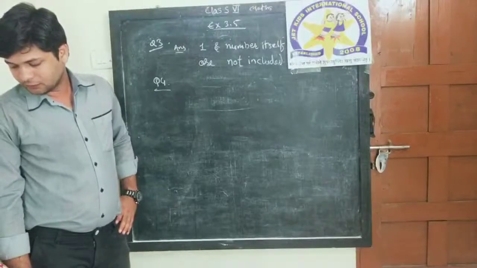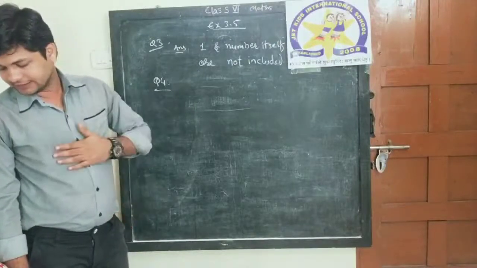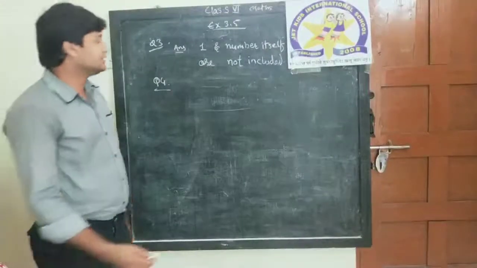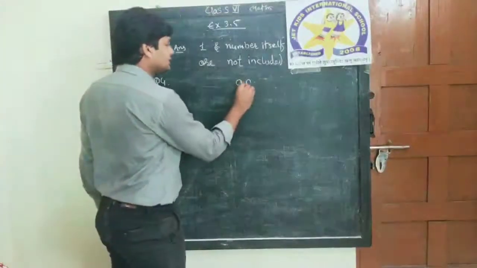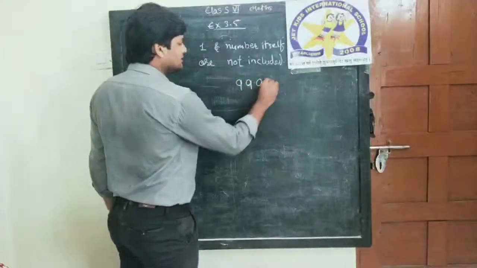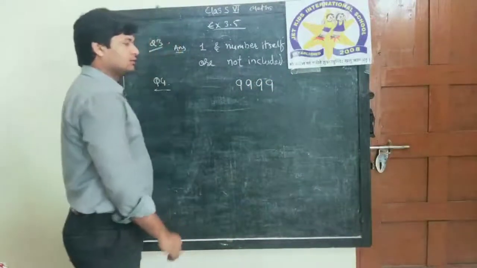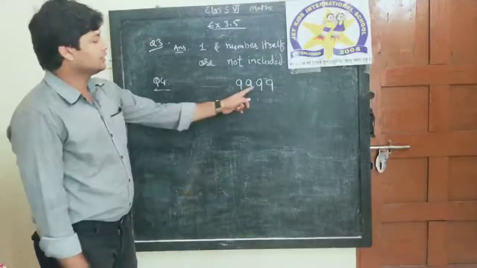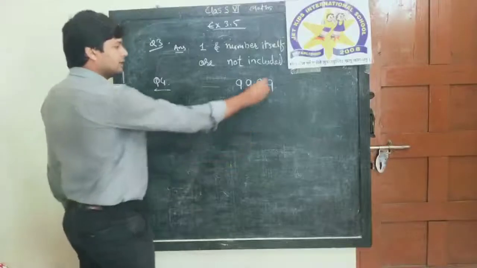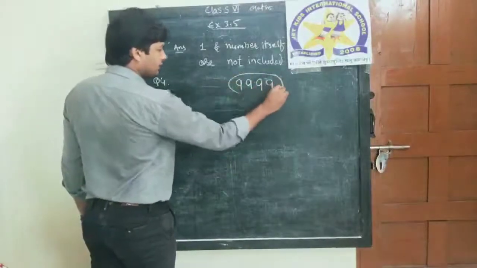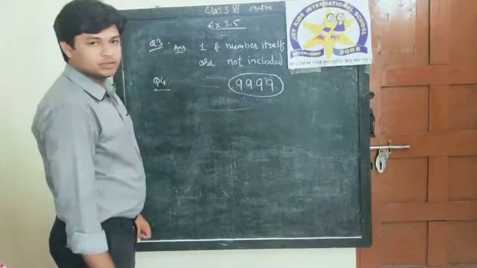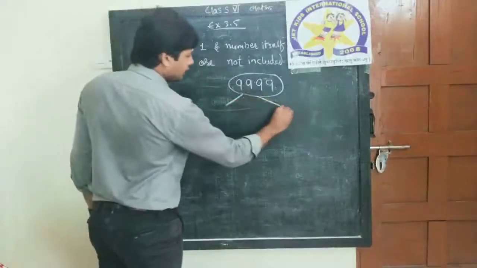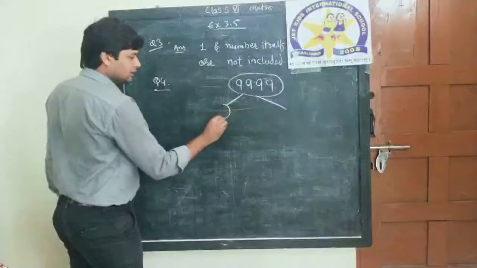Write the greatest 4-digit number and express it in terms of prime factorization. The greatest 4-digit number is 9999. Now I am taking prime factorization of it by using a tree diagram, right? So I am taking the tree diagram over here.